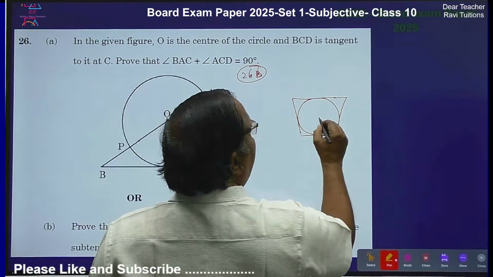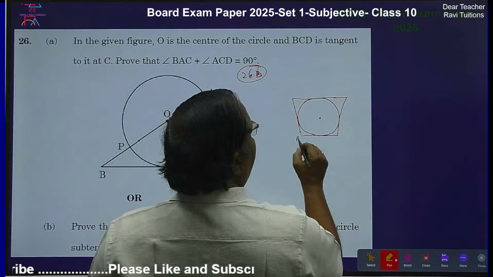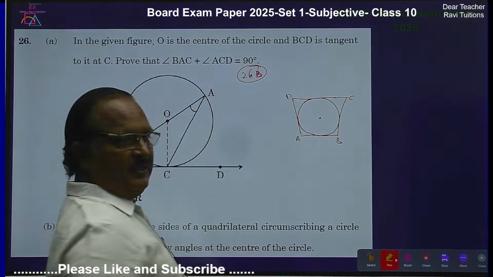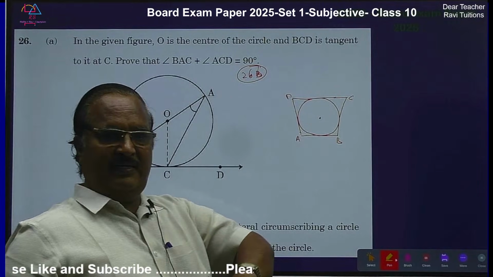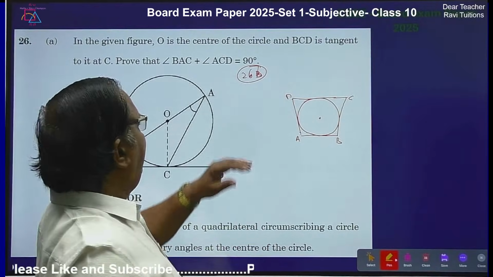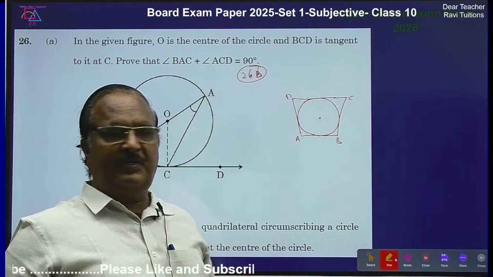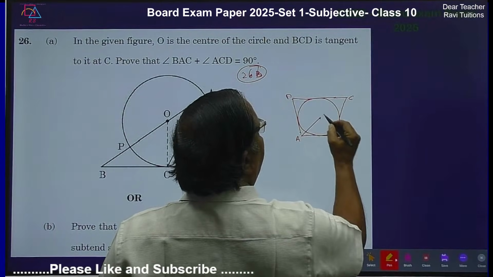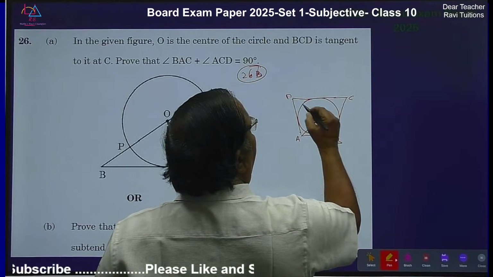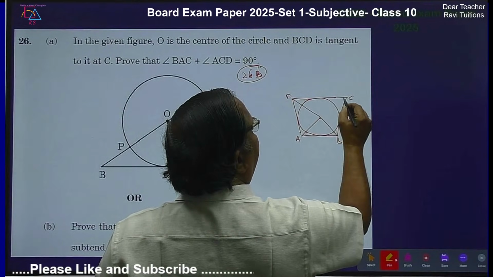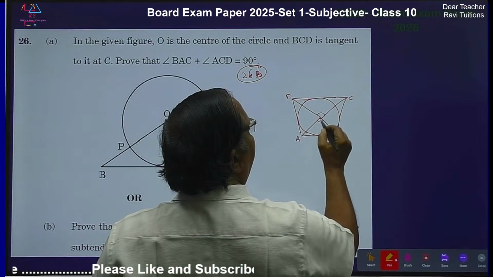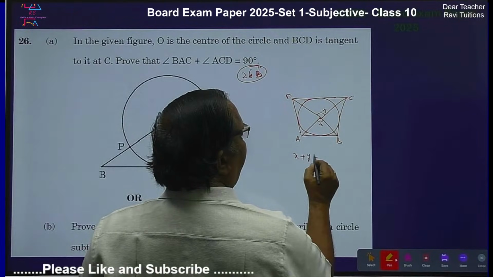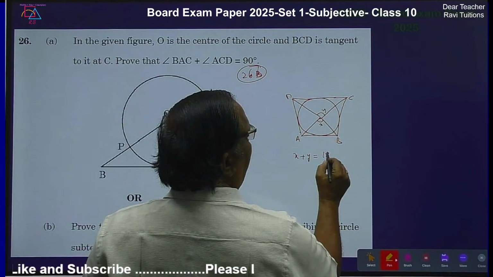Now opposite sides, let us say A, B, C, D. A, B, C, D are opposite sides. Okay, my time is already over. I'll complete this and I'll stop. And they subtend some angles at the center, these two angles, x and y. We have to prove that x plus y is equal to 180. This is RTP.